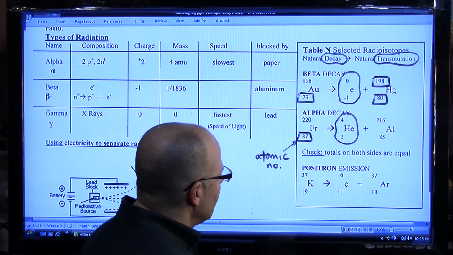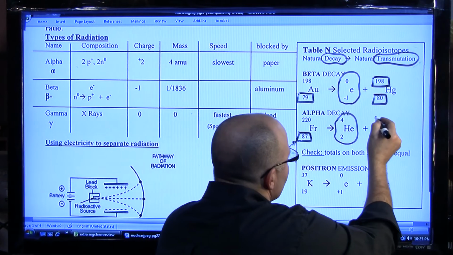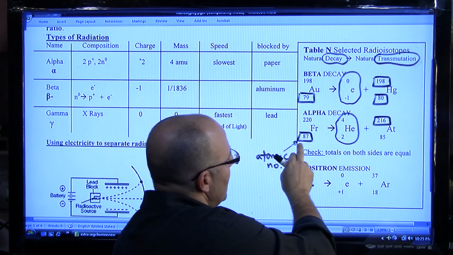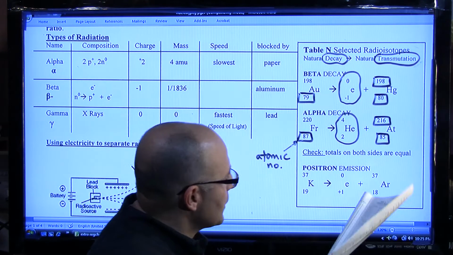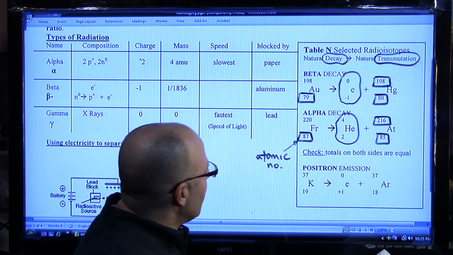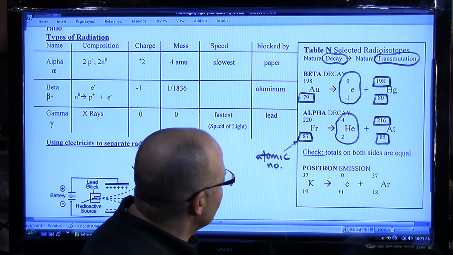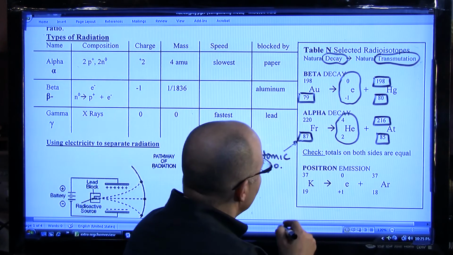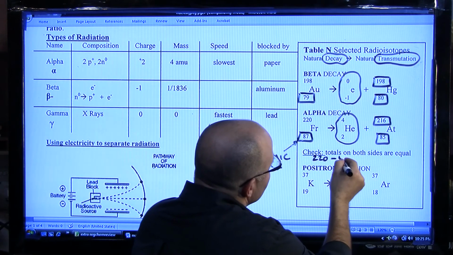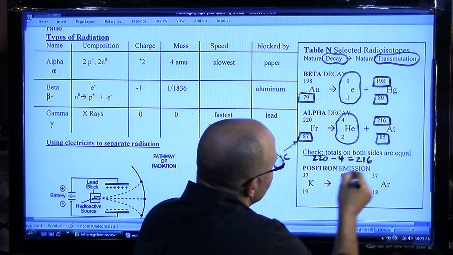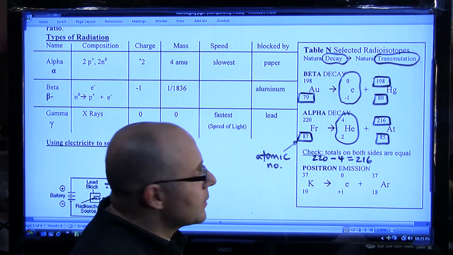So then let's do the math again. 220 minus 4 gives you 216. And 87 minus 2 gives you 85. And if you look up 85, you'll see in the periodic table, that is At, astatine. So here I wrote, just check the totals on both sides are equal. In other words, you can do the math here if you'd like. You can see that 220 minus 4 equals 216. In the other one, 87 minus 2 gives you 85.